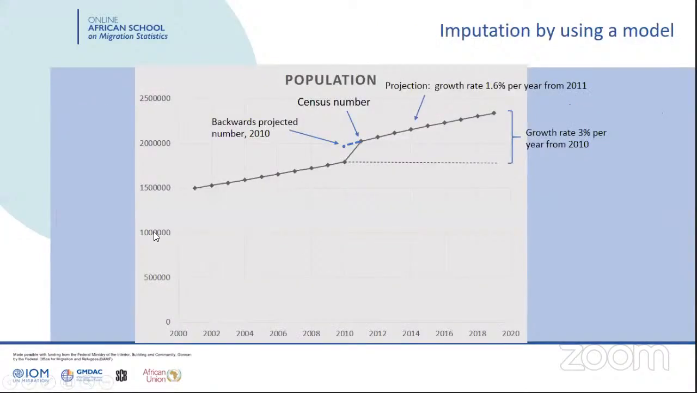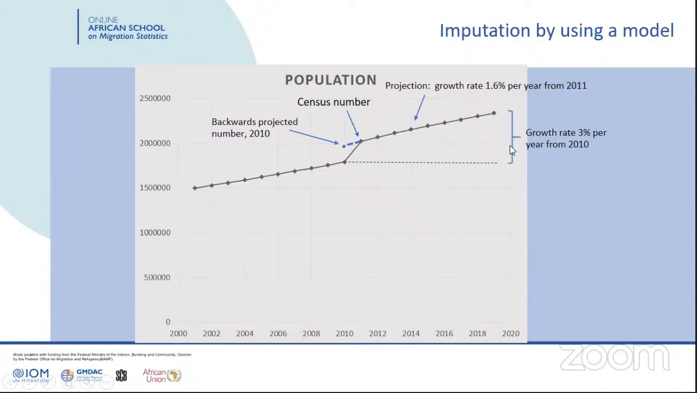Yeah, so this is a situation. This is a census 2001. This is a projection. This is a projection value 2010. This is a census value 2011. This is a new projection up to 2019. If we do nothing, then we will use the projection here and the census value there and the projection there.